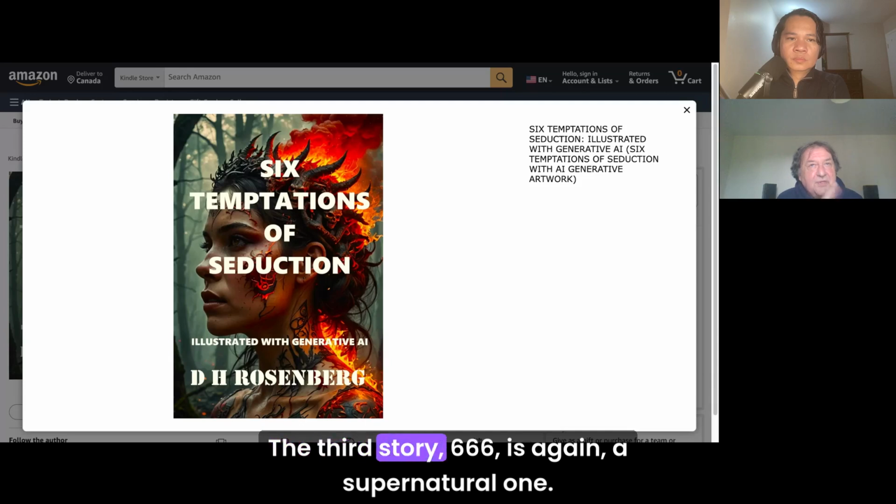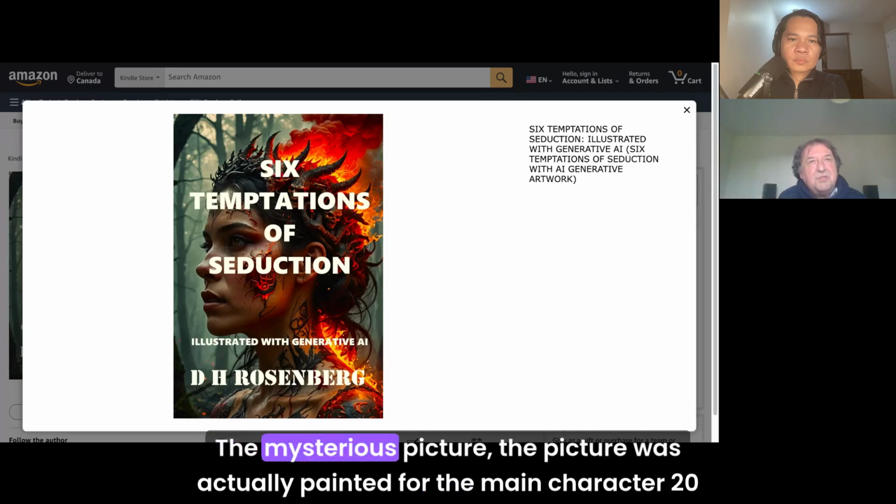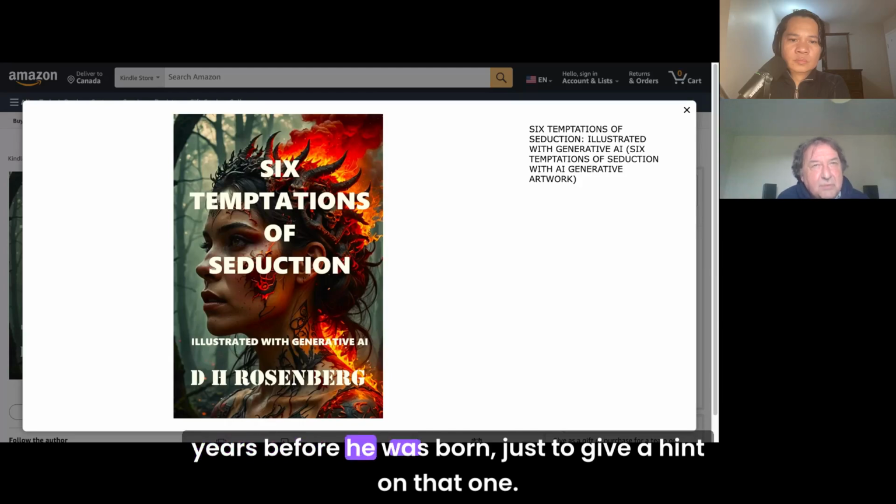The third story, 666, is again a supernatural one, but there is something unexplained about that. The mysterious picture. The picture was actually painted for the main character 20 years before he was born. Just to give a little hint on that one.